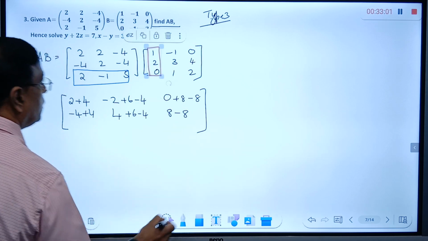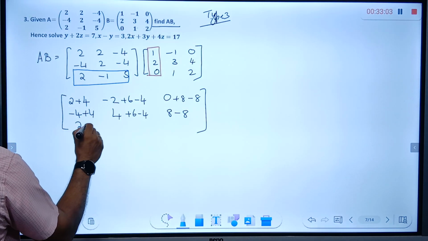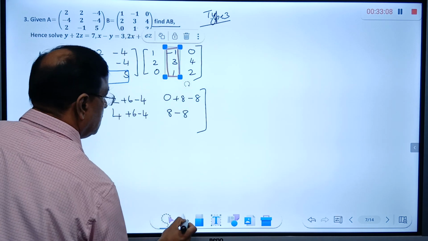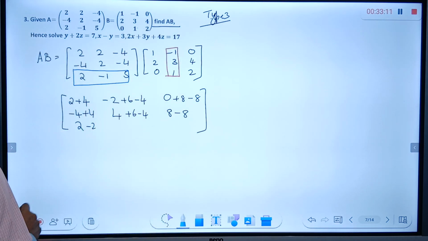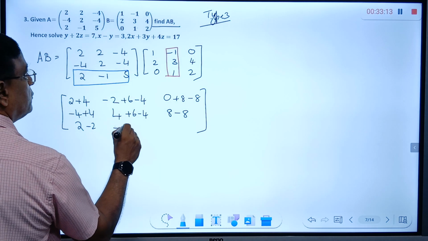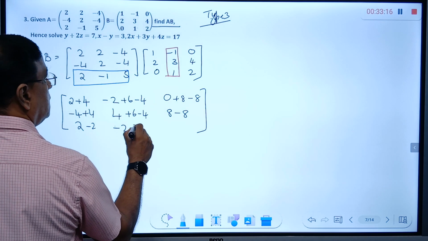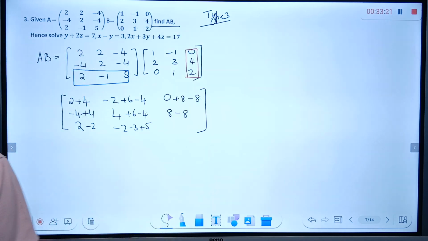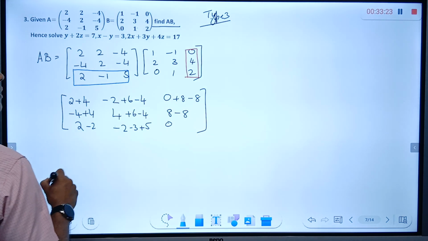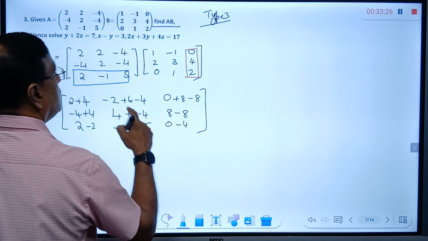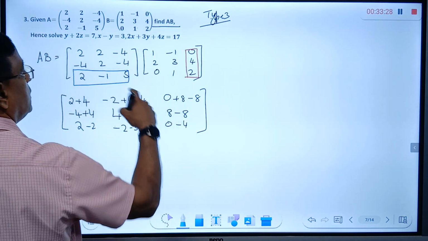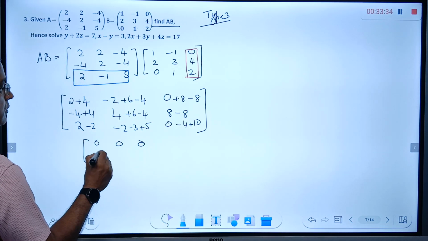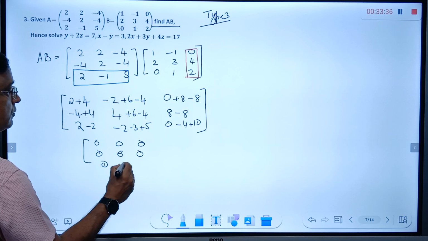Now come to this element. What do you get? This is 2 minus 2 and 0. Something nice happening here. What about this one? This will be minus 2 minus 3 plus 5. And finally, thank God I finished it. What is this? This is 0 minus 4 plus 10. So you can see clearly this is 6, 0, 0, 0, 6, 0, 0, 0, 6.